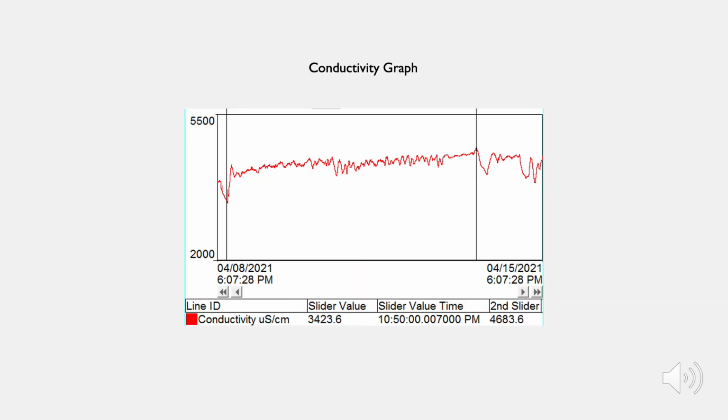And so here's a graph of the conductivity that's coming out of the cooling tower. As discussed earlier, we used a Microsoft SQL server. That's what graphs the historical data for a specific point in Simplicity.